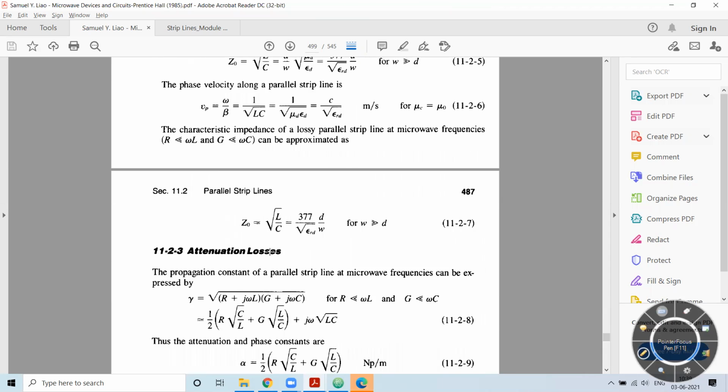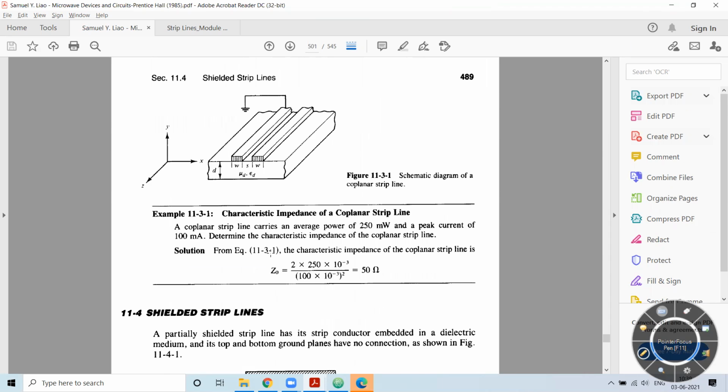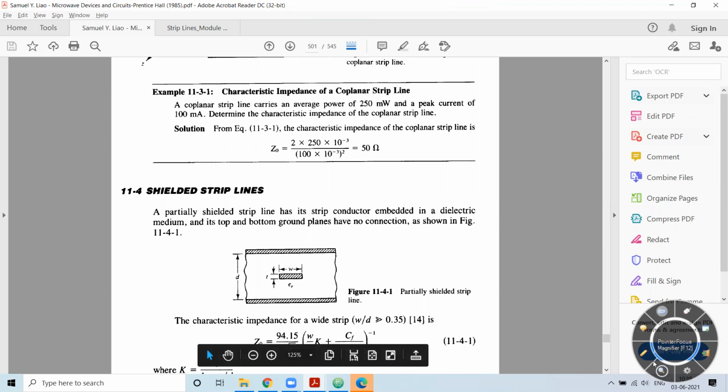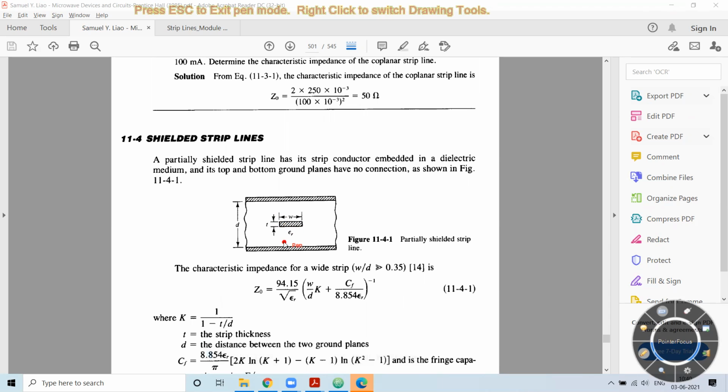Now, in shielded strip lines, the strip line has to be guarded, that is, it has to be shielded. How is that shielding done? It is done with the use of dielectric material. Now, in this case, it will be actually partially shielded.